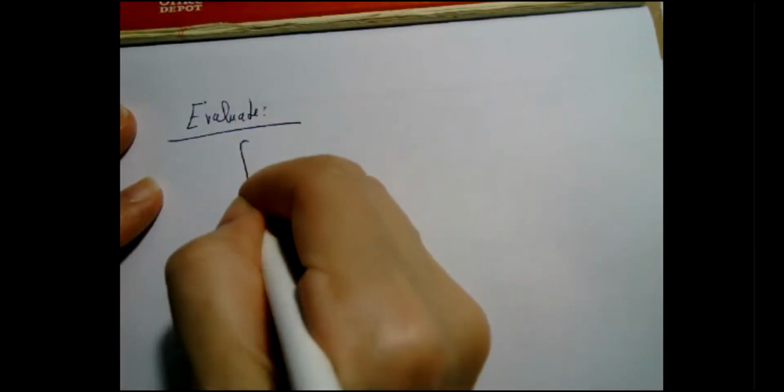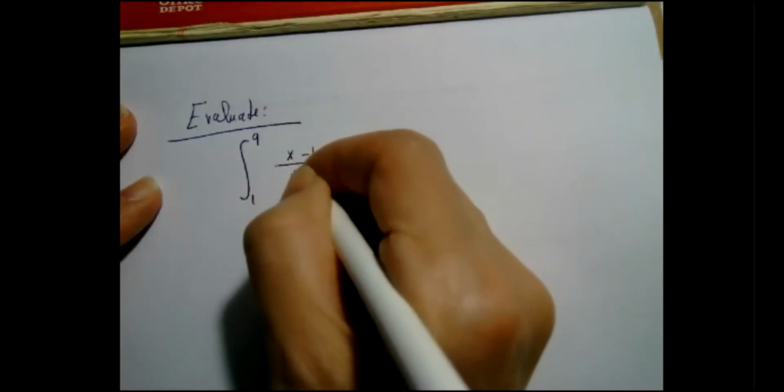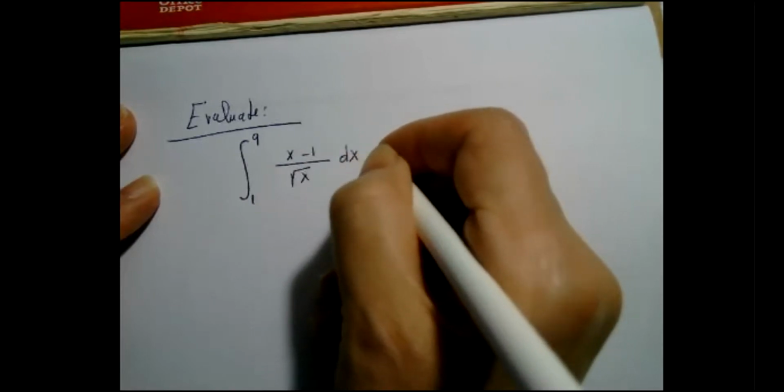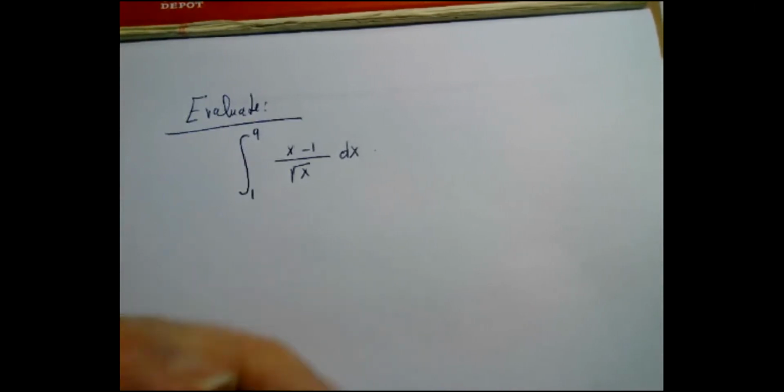So here we are. One simple problem. Let us say I want you to evaluate the integral from 1 to 9 of x minus 1 over the square root of x dx. That's a definite integral. Remember, for a definite integral the answer is a number, not a function. So you have to get a number.